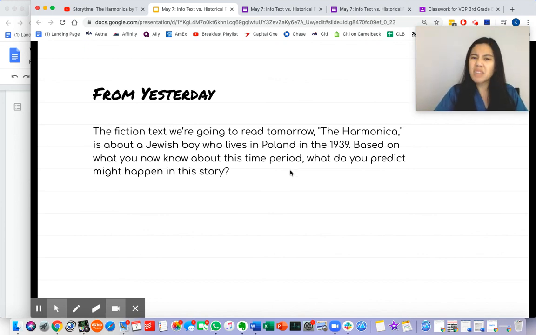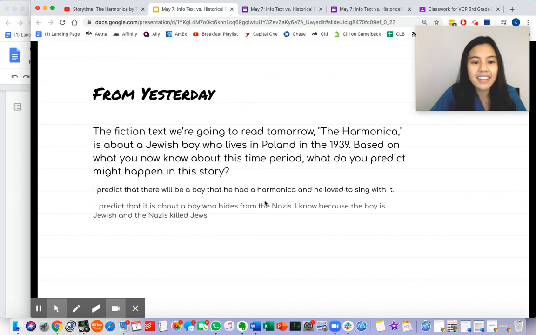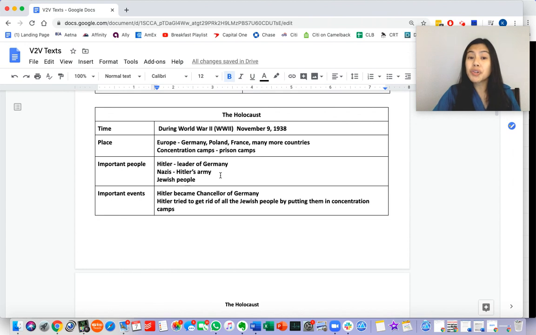Some of us had some really smart ideas. One scholar said, I predicted there will be a boy and he had a harmonica and he loved to sing with it. I love that this scholar was really thinking about their schema about what a harmonica is, which is like a little instrument. Interesting. This scholar said, I predict that it is about a boy who hides from the Nazis. I know because the boy is Jewish and the Nazis killed Jews. This scholar was really using their schema from the article that we read yesterday.